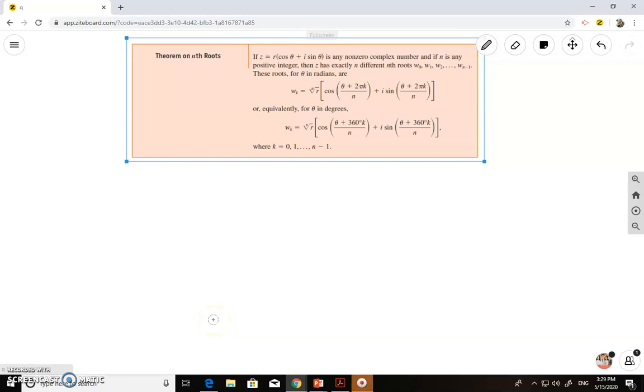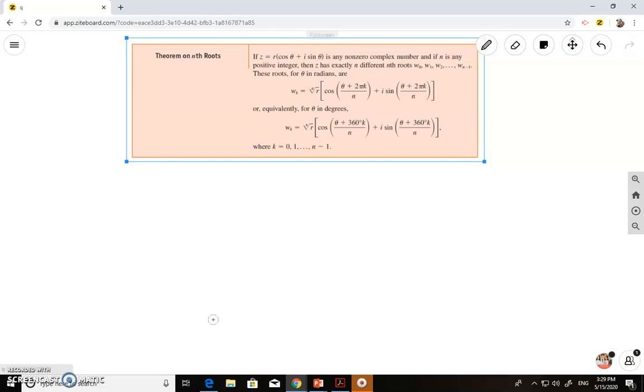In this video we are going to learn about the theorem on nth roots. If z = r(cos θ + i sin θ) is any non-zero complex number, and if n is any positive integer, then z has exactly n different nth roots: w₀, w₁, w₂, up to wₙ₋₁.